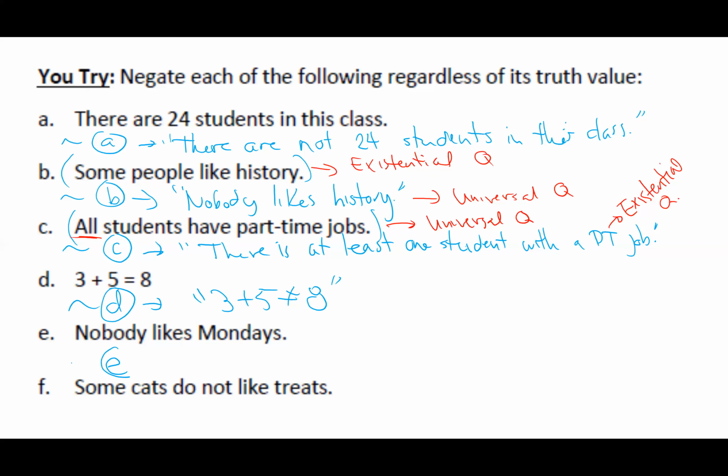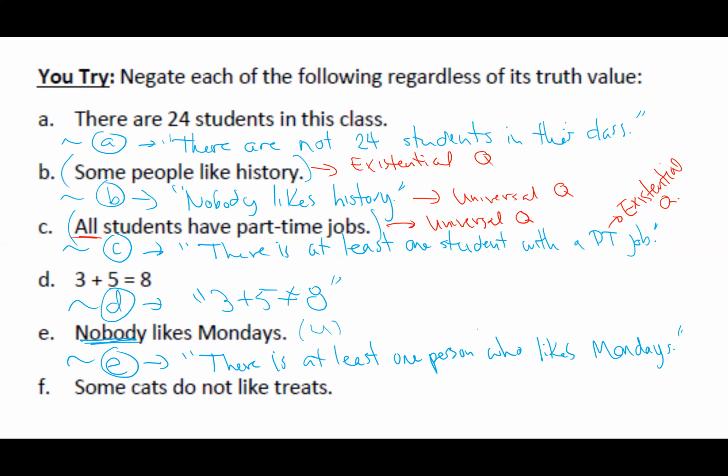Nobody likes Mondays. Oh boy. So nobody, this is a universal quantifier, so I have to use an existential quantifier. There is at least one person who likes Mondays. Gross. But again, this is a universal quantifier. The way that you disprove it is with an existential, or the way that you negate it, rather.